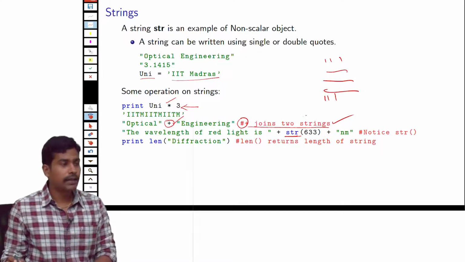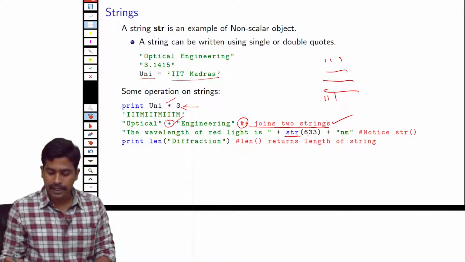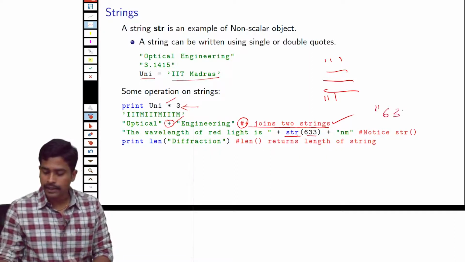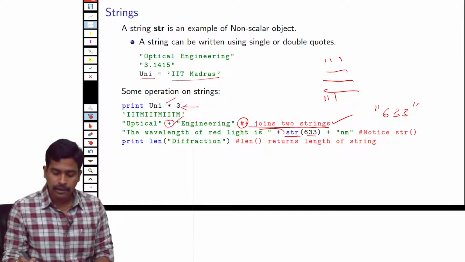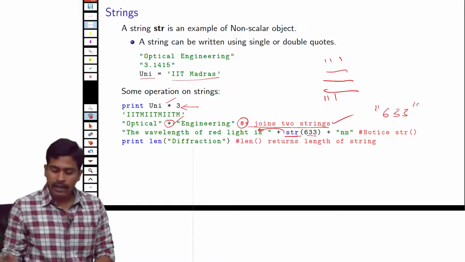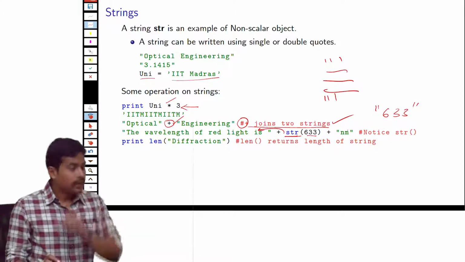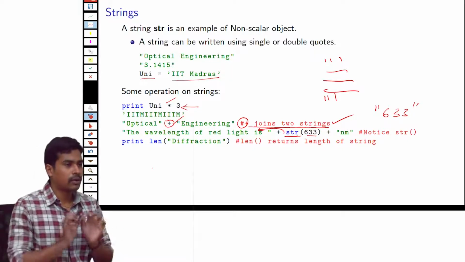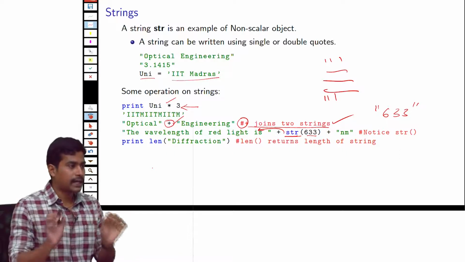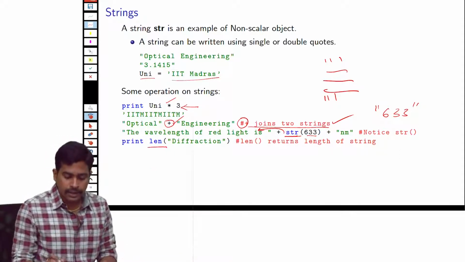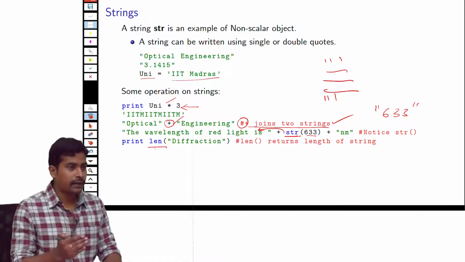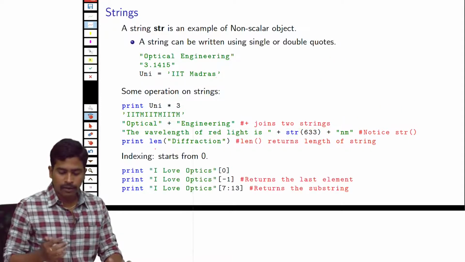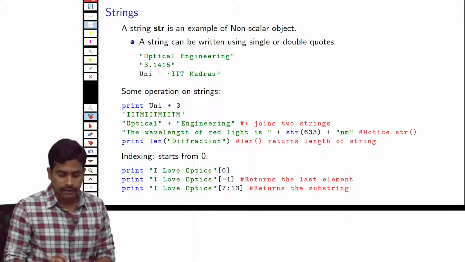Which is the str keyword. So what this does is, it takes the number 633, it converts it into a string 633, and it joins this to the previous string, and it makes a single string. Okay. And in Python you can also find out the length of a string. For example, if you want to know how many characters are there in a string, you can use this len command, which is an inbuilt command, to know the number of characters in a string.